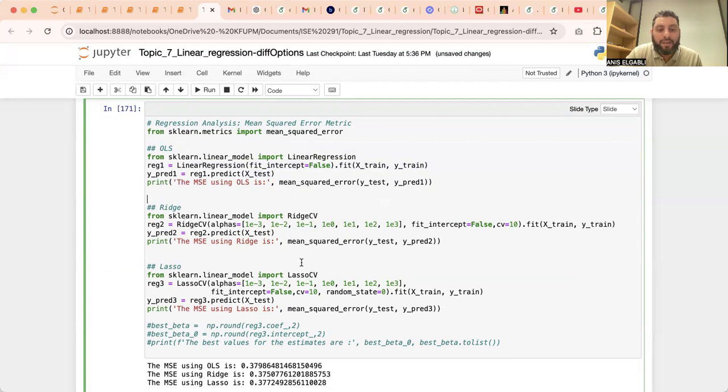For Ridge and Lasso, we are importing RidgeCV and LassoCV here, Ridge with cross-validation. So we pass a number of choices for our hyperparameter alpha, and we validate them using the cross-validation data set. Here we're using 10-fold. We follow the K-fold algorithm. I have explained it in the past.